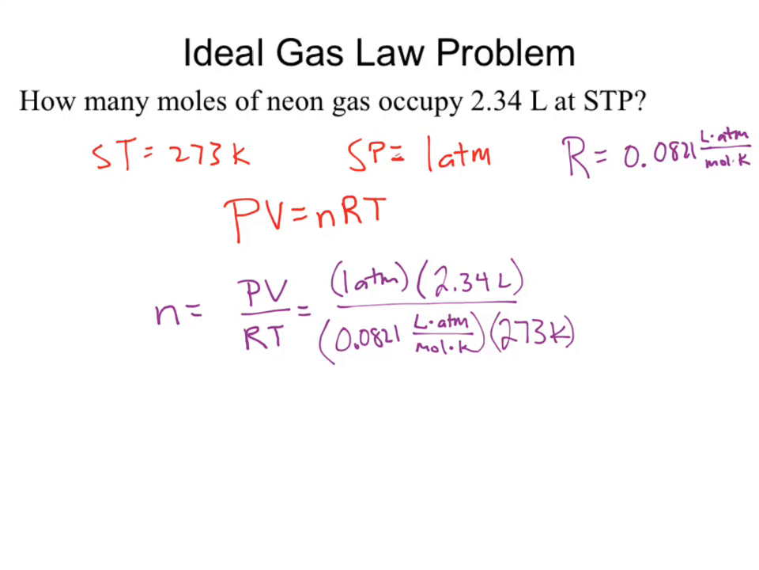Track your units. Kelvins cancel. What happens with atmospheres? Cancel. Liters cancel. So we get 1 divided by 1 over moles, which is also equal to moles. So our units check out. So now we can plug it into the calculator. And the answer we get, did anybody actually solve it this way?